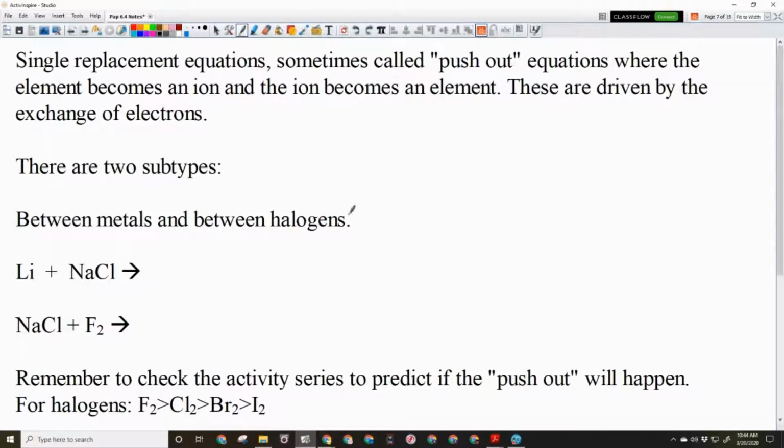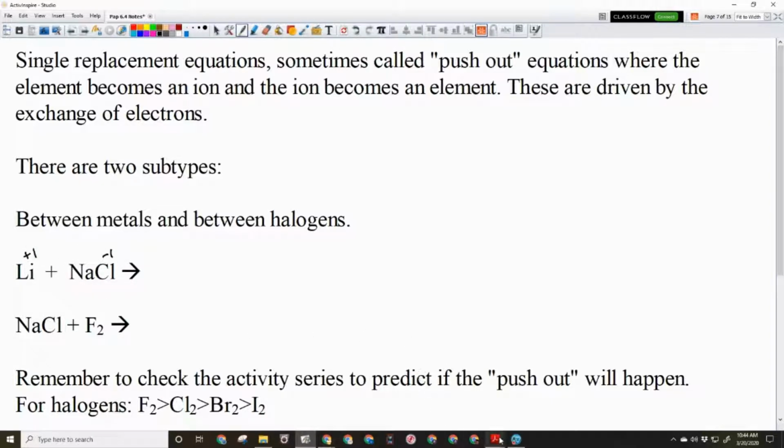All right, now sometimes in single replacement equations, these are called push-out equations, like I mentioned a while ago, it's not the metals that are changing. Sometimes it's the halogens that are changing. Okay, so if we look at this equation where we have lithium plus sodium chloride, I'm sorry, the lithium is, let's see, positive, positive. This is the normal type of equation.